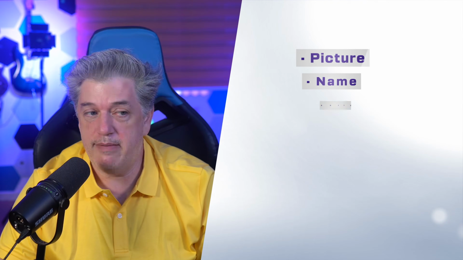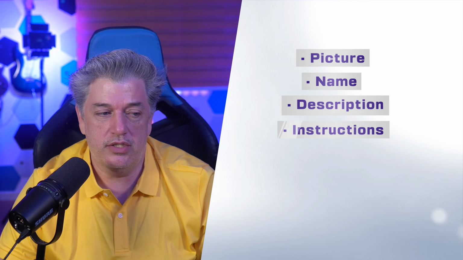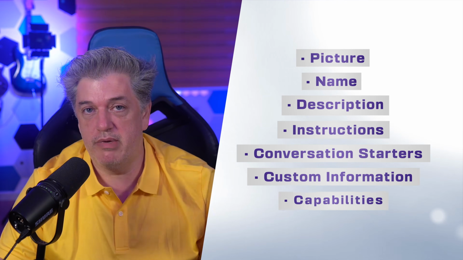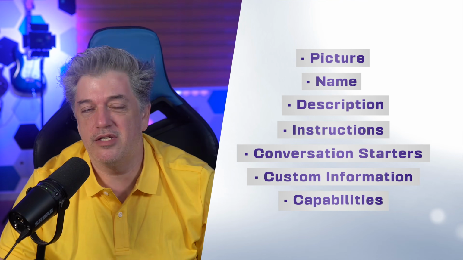So let's look at the pieces of a GPT that we want to have by the end of this process. We want to have a picture, a name, a description, the instructions, the conversation starters, and decide if we want to give it any custom information for its memory banks, what capabilities it has. This is where all the magic happens, and each of these steps is pretty important, so I'm going to cover each of them throughout this video.